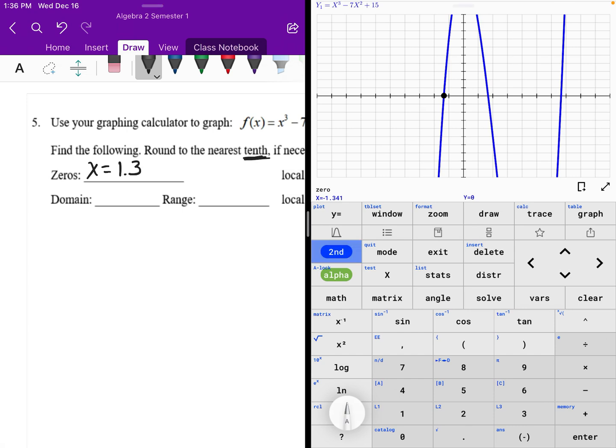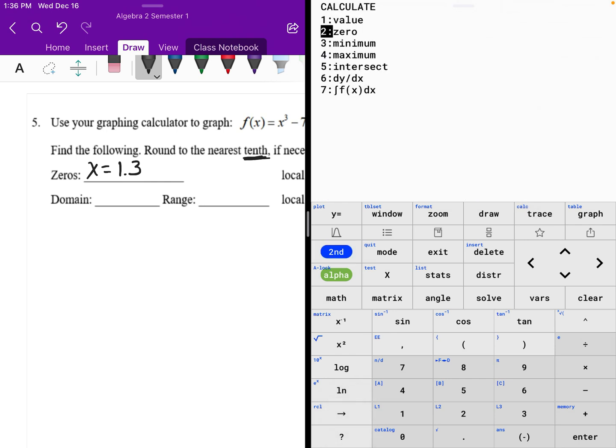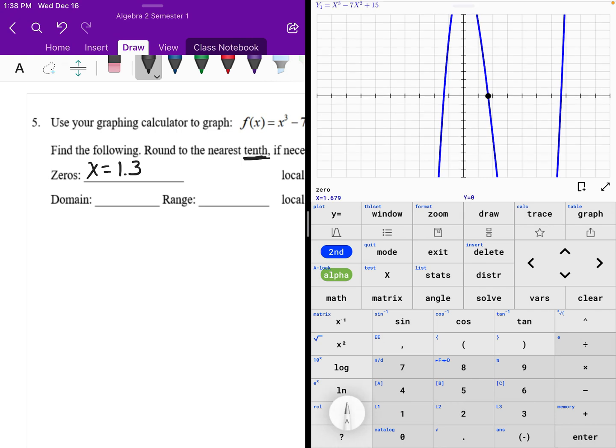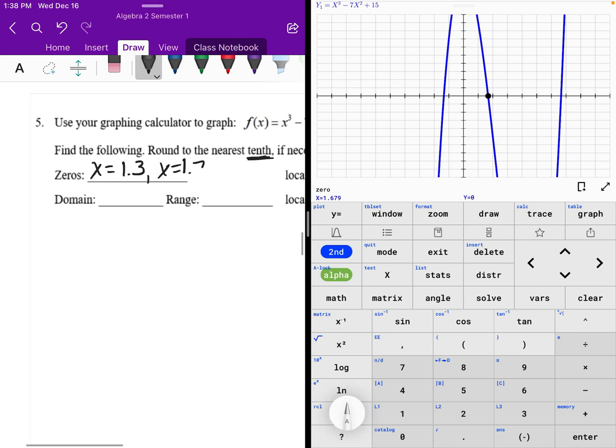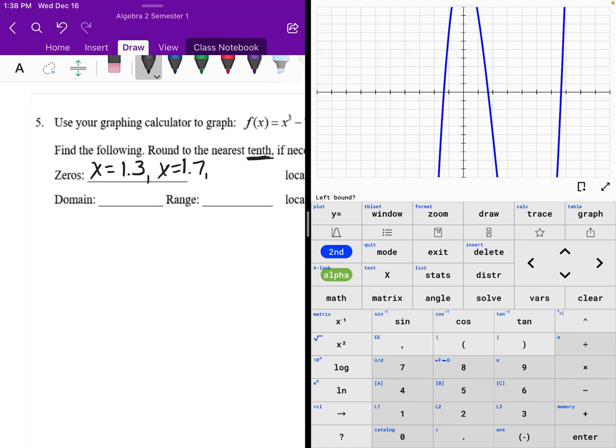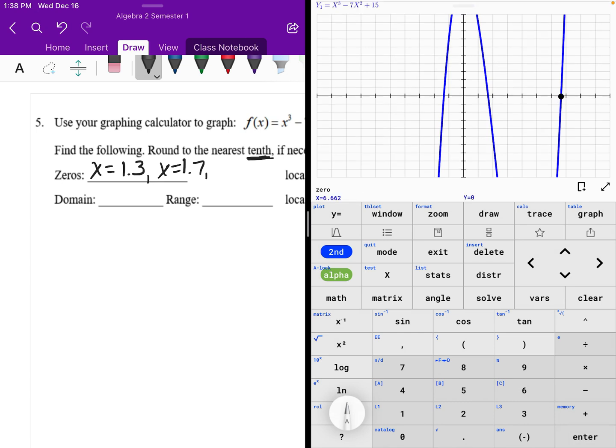Okay, for that next one, you hit second trace again. We're searching for a zero. Next one looks like it's between 1 and 2, so a left bound of 1, right bound of 2. Y is equal to 0, so the next one is x equals 1.7. And then finally that last one, again, second trace, searching for a zero. Looks like it's between 6 and 7, so a left bound of 6, right bound of 7. We got a zero of 6.7. Okay, so there's our zeros.